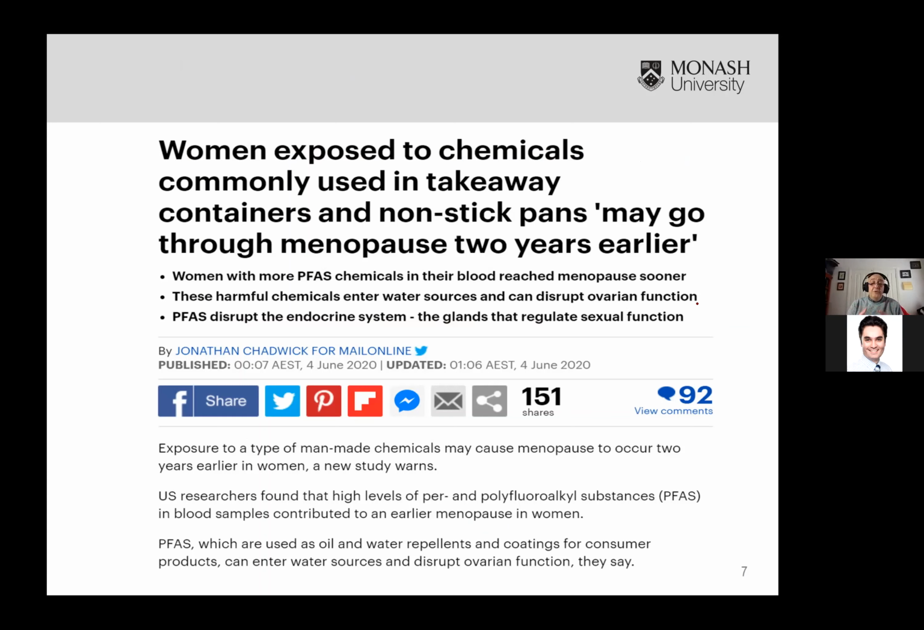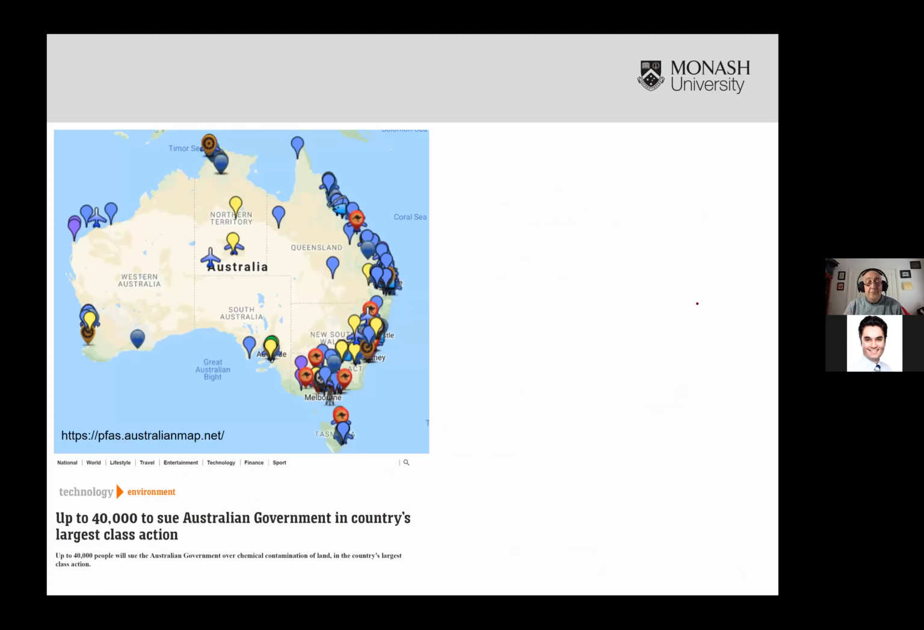Now, all these issues with PFAS, as I said earlier, increase the awareness of the general public, which has led to class actions. This map of Australia gives an indication of where PFAS has been identified. Even a sniff of PFAS is reported here. And you can certainly get an update by going into this website, which reports basically any location within the country where PFAS has been identified.